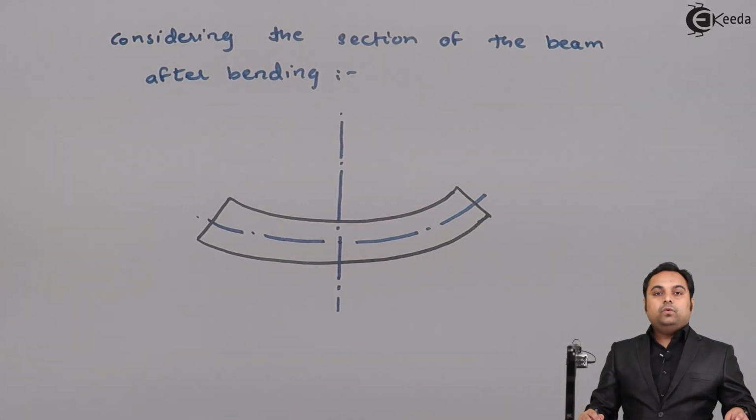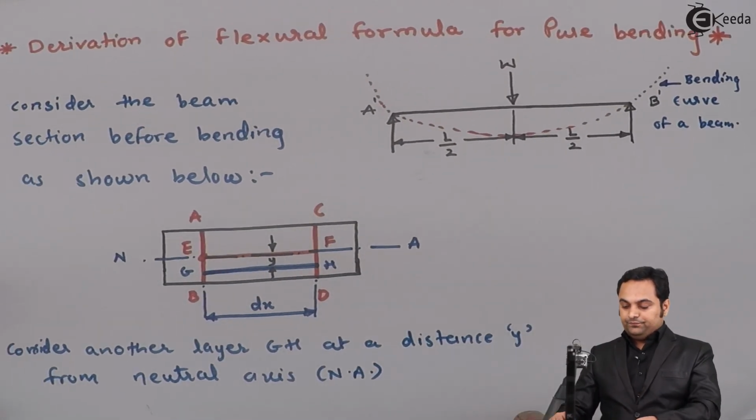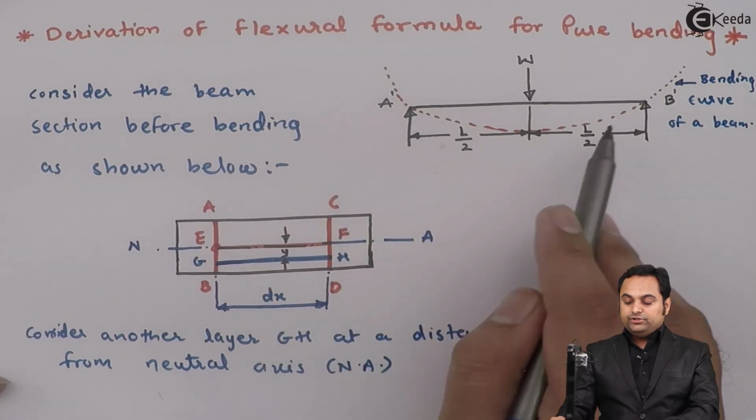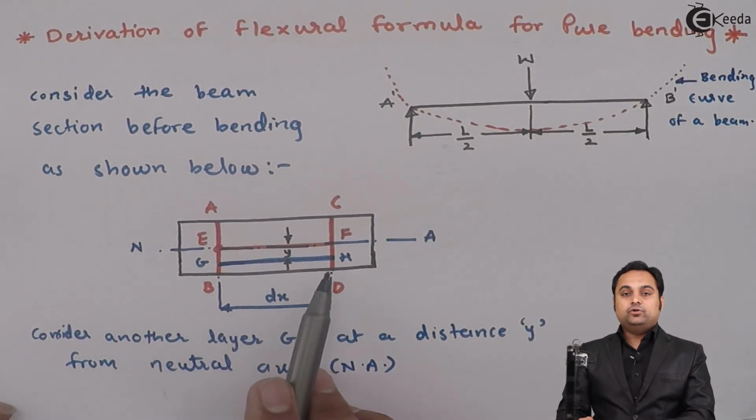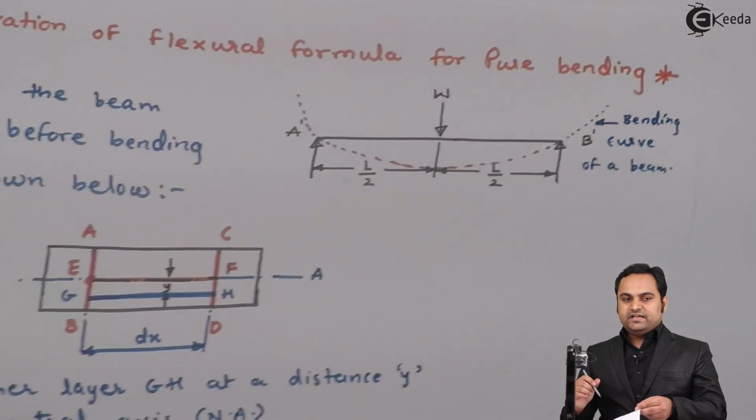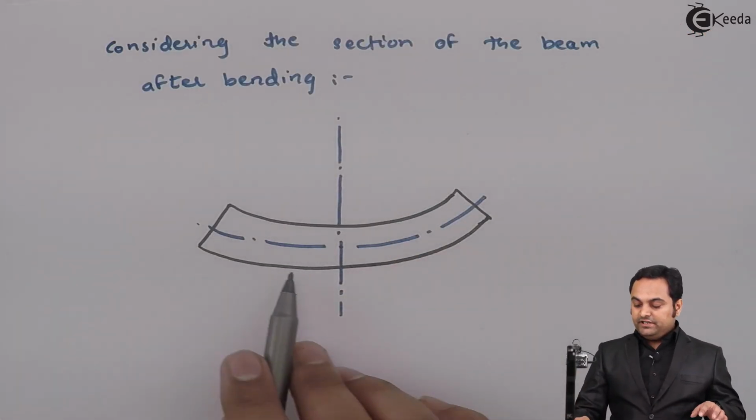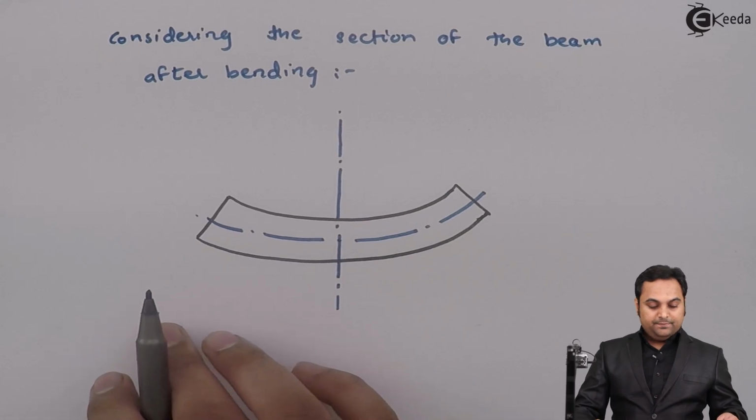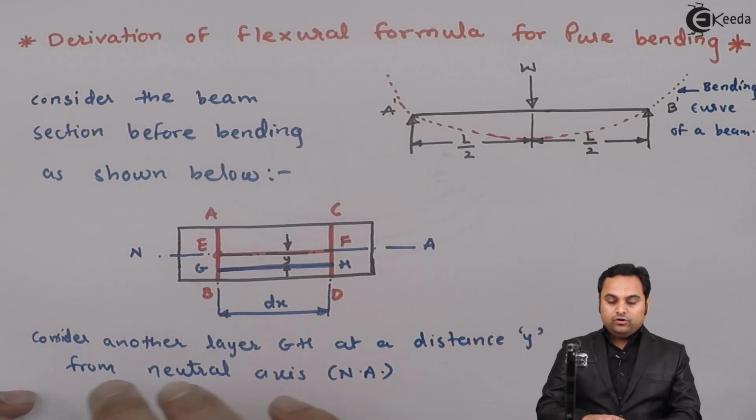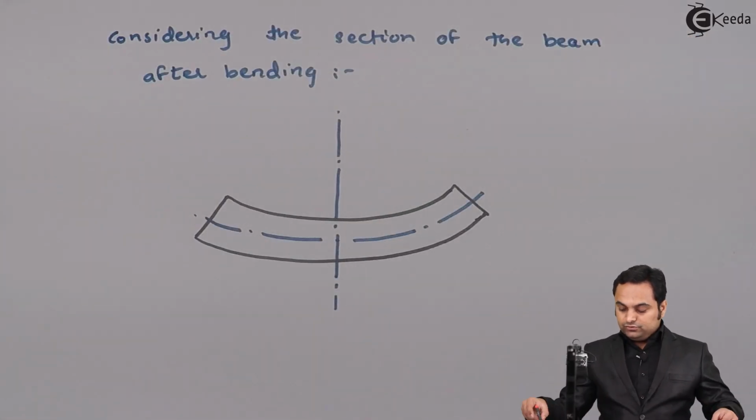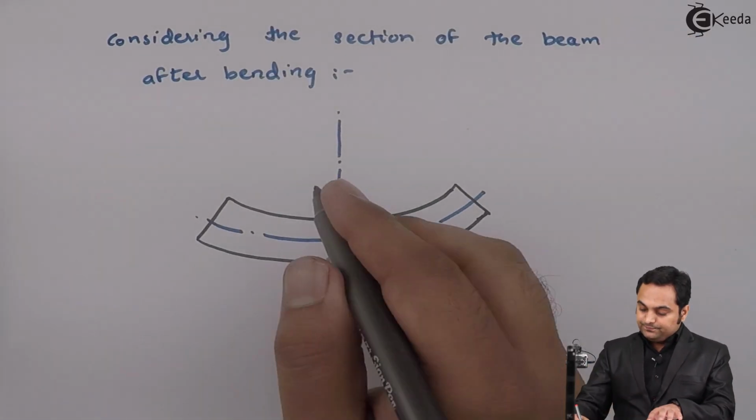Now, when the beam is subjected to loading as shown in the diagram, this beam section which was straight before loading, now when the load is acting, that beam will bend in this way. So what will happen is, these points A, B, C, D all would be shifted. So here I'll mark those points.